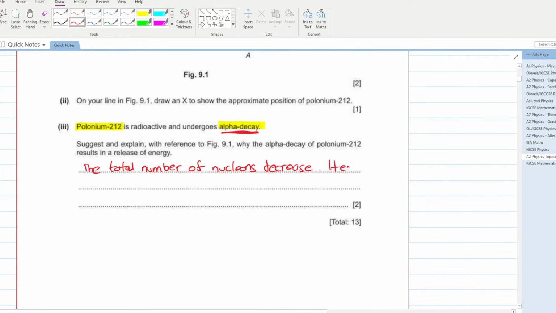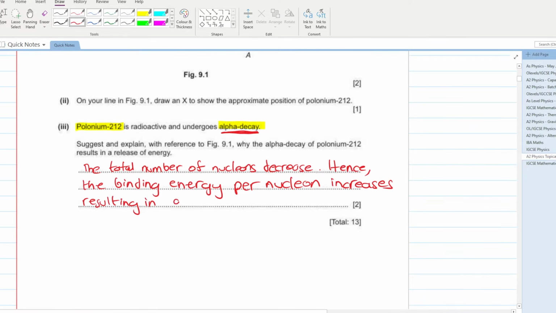Hence, the binding energy per nucleon increases, resulting in a stable isotope, simple as that. Let's move on to the next question.